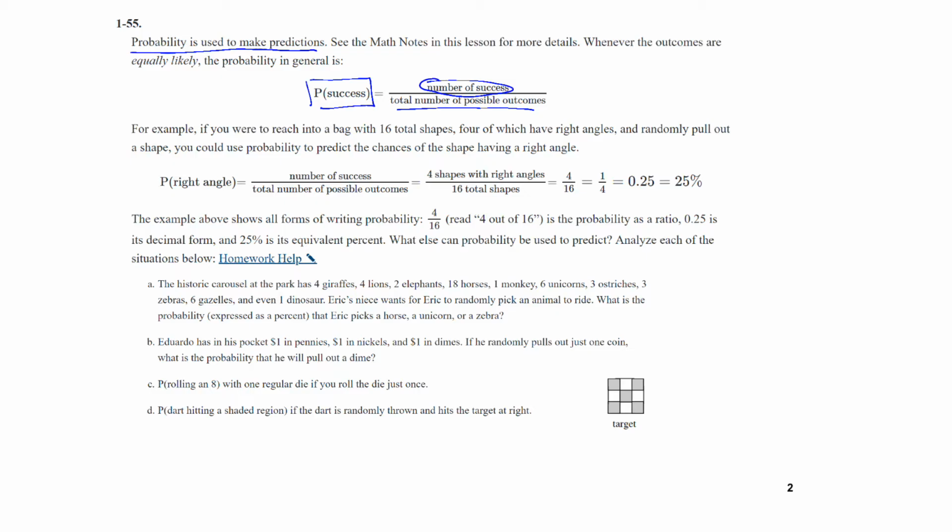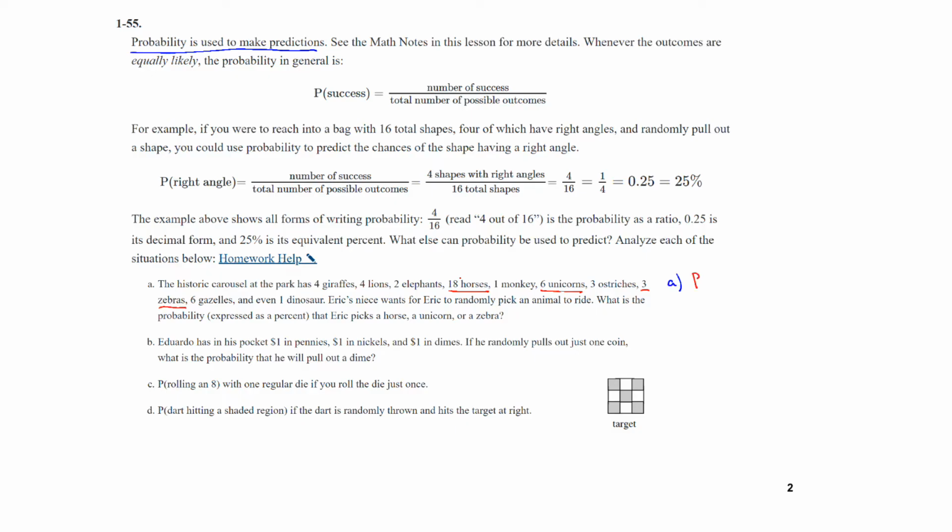So as we jump down to these 4 questions below, part A says that you have a historic carousel, list all the animals there. Eric's niece wants Eric to randomly pick an animal to ride. What is the probability that Eric picks a horse, a unicorn, or a zebra? So how many of each of those do we have here? So let's take a look. We have 18 horses, 6 unicorns, and 3 zebras.